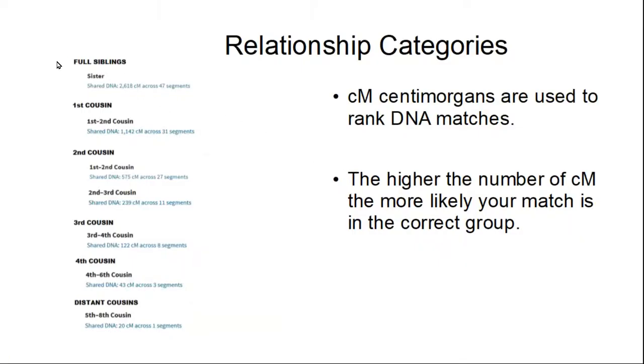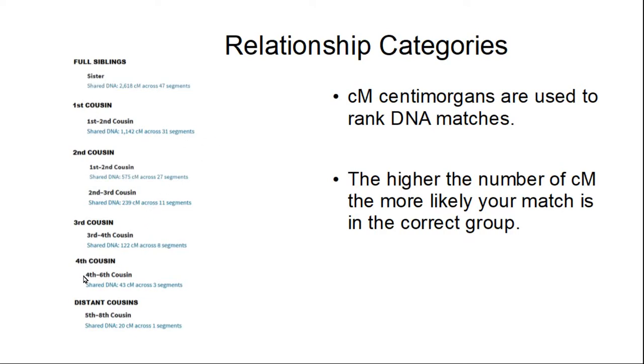Now, Ancestry is going to group your DNA matches as full siblings, first cousins, second cousins, third cousins, fourth cousins, and a special group down here called distant cousins. The higher the number of centimorgans, the more accurate the grouping is going to be. We already know that they're related, but how accurately Ancestry categorizes them is up for grabs.